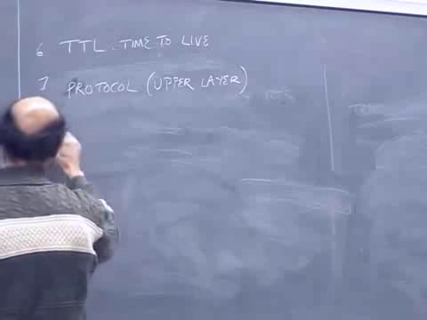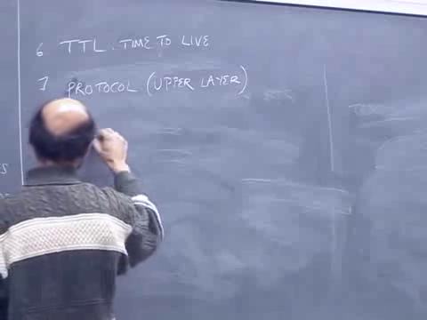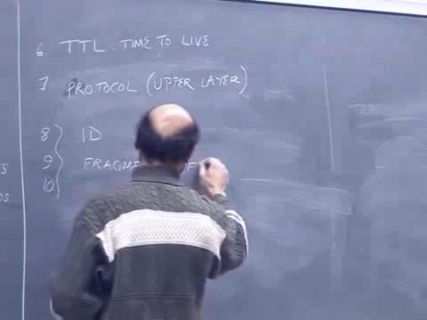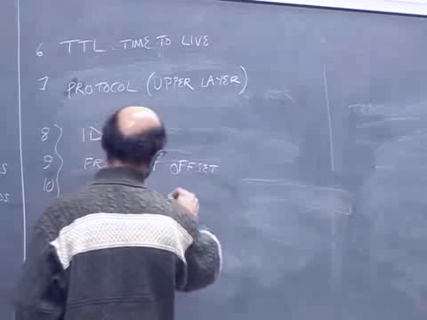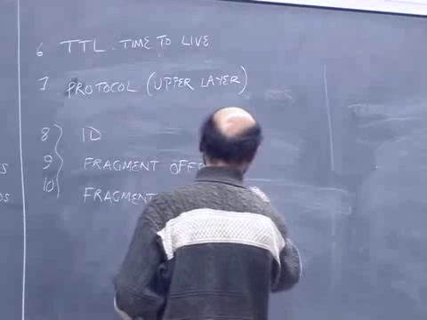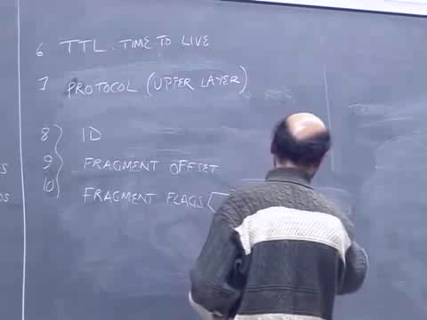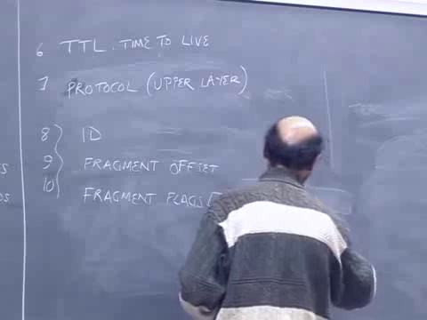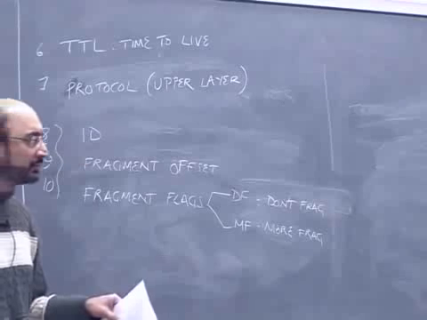Okay, now the 3 more fields which go together, I'll write them all at the same time because they are 8, 9, and 10. This is the ID, the fragment offset, and the fragment flags. And there are just two flags, DF and MF. DF is don't fragment, and MF is more fragments. Okay, so these three fields are together for a reason, and what it is that it allows an IP packet to be chopped up into pieces and then put back together again, right?